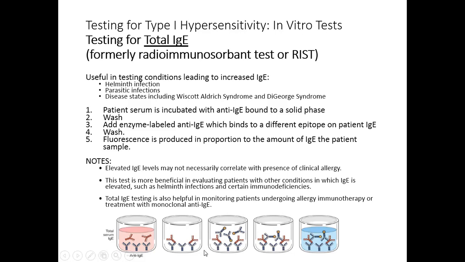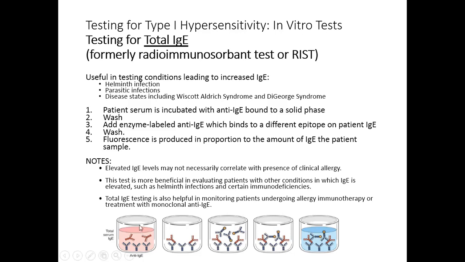Then we rinse away any excess patient IgE. Then we're going to add in a reagent-tagged anti-IgE, a second anti-IgE, and it's going to bind to a different epitope than the first one does. It's going to bind to a second epitope on this patient IgE. We let that incubate and see if we form a complex of antibody, patient antibody, tagged antibody. We wash again and look for fluorescence. Again, this is not a competitive test. This is a non-competitive test.